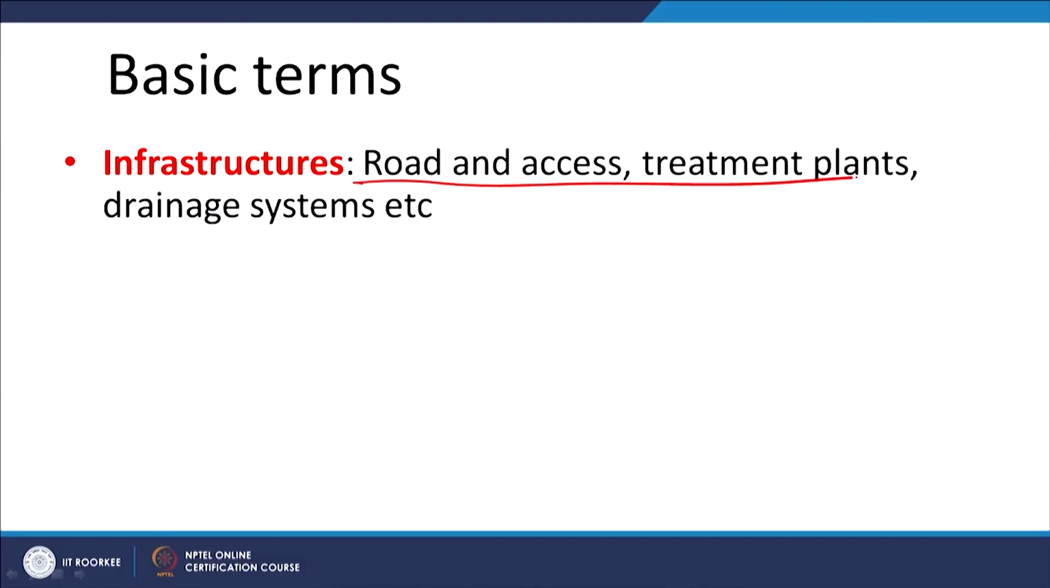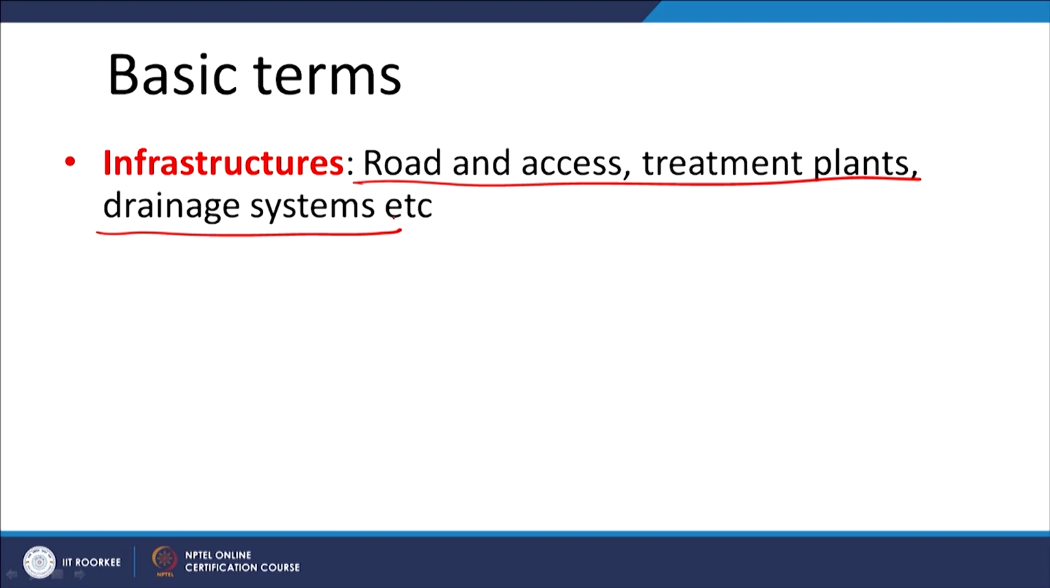Now, what is the difference? Infrastructure means the installations or the construction of basic elements which we do as a part of man-made creation. For example, road, water treatment plant, water pipelines, sewerage pipeline, sewerage treatment plant, septic tank, all these are infrastructure which we create. So, you can see examples like road and accessibility, treatment plant, drainage system, all these are physical installations.